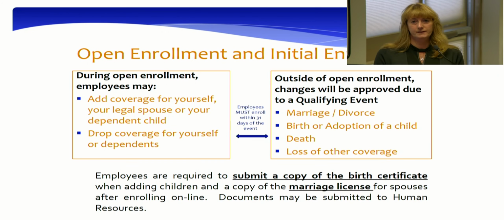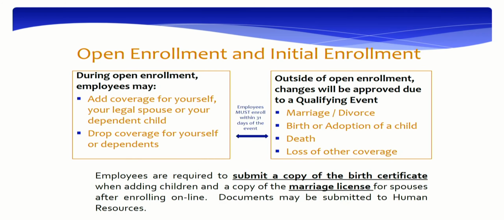During open enrollment and initial enrollment, you can add coverage for yourself, your children, and your spouse. Or during open enrollment, you can also drop coverage for your dependents. If you do not make any changes during open enrollment, you can only make changes if you have a qualifying event throughout the year, which is a marriage, divorce, birth or adoption of a child, death, and loss of other coverage. If you do add a dependent, you do need to provide supporting documentation such as a birth certificate and marriage license.